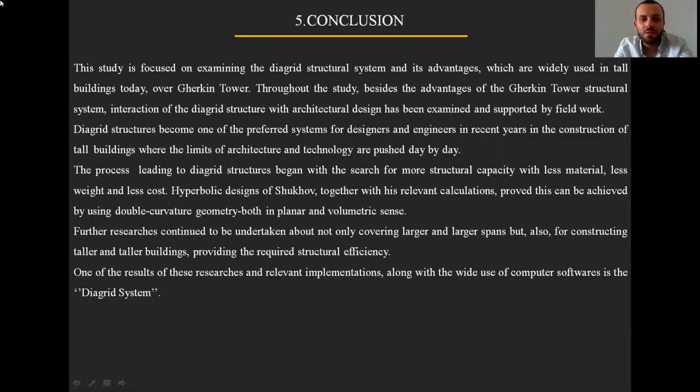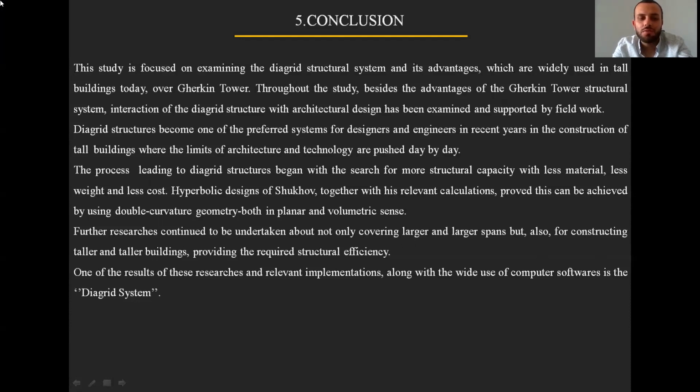The process leading to the Diagrid structure began with the research for more structural capacity with less material, less weight, less cost. Hyperbolic designs of Shukov, together with the relevant calculation, showed that this can be achieved by using double curvature geometry both in the planar and volumetric sense. Further research continued to be undertaken not only about conveying larger and larger spans, but also about constructing taller and taller buildings, providing the required structural efficiency.